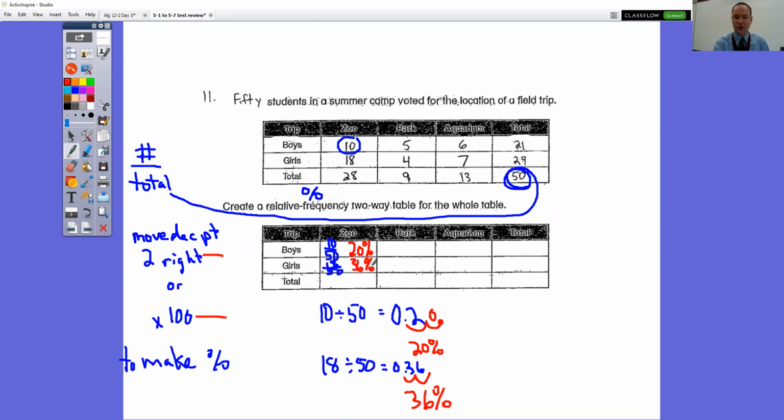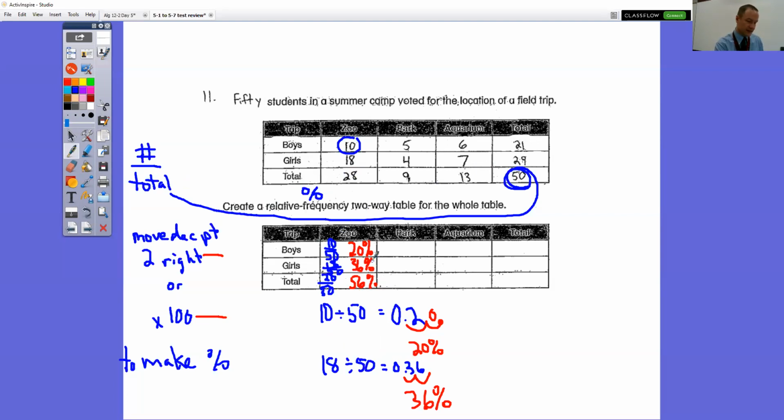Now, you could actually sort of cheat a little bit, and for your totals, you could just add the totals going down and add the totals going across. This is 20 plus 36 is 56%. Those should add up all the time. If you didn't want to do it that way and you wanted to do 28 out of 50 and then move the decimal point over 2 places, that's fine to do it that way as well. You'll still get the same answer of 56%.